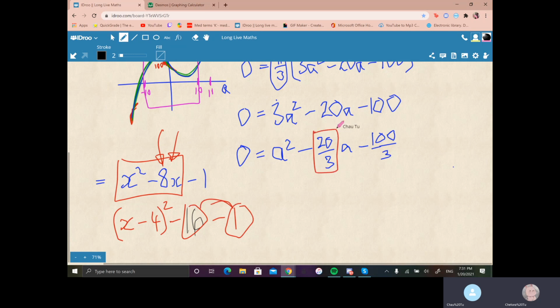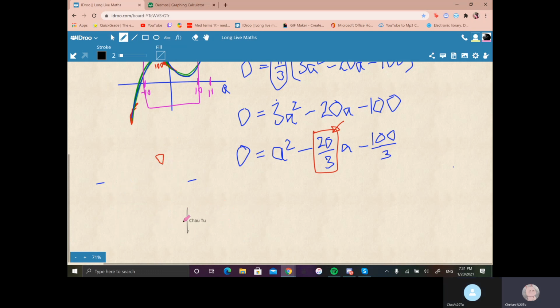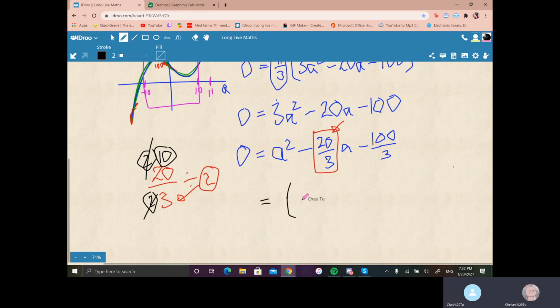It's always going to be half of this. Do you know what half of that is? 20 over 3 divided by 2. When you divide the fraction, it gets multiplied to the bottom, so 20 over 6. So that's 10 over 3. You can visualize it as 2 times 10, and then these two cancel each other out. 10 over 3.